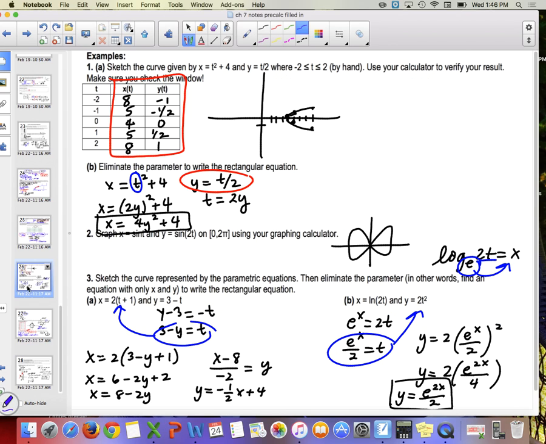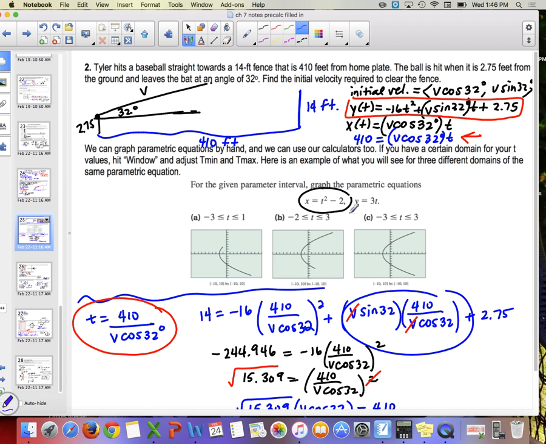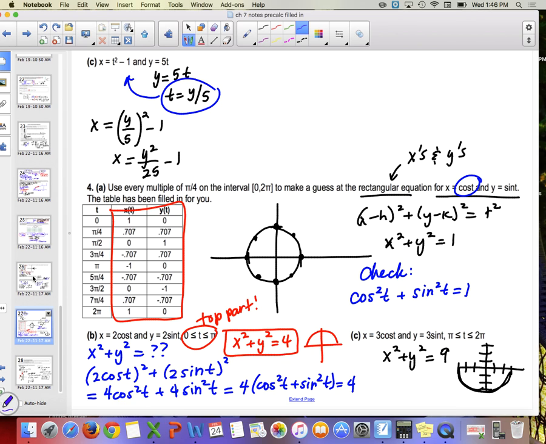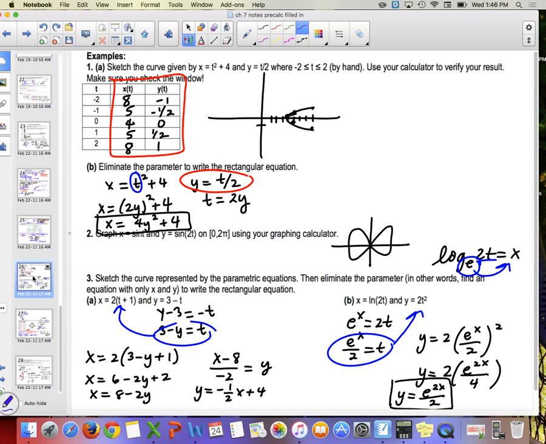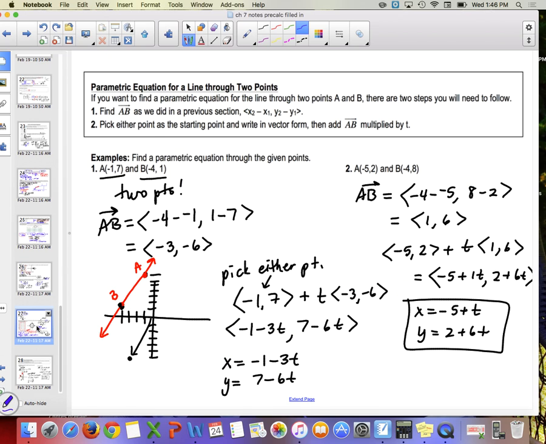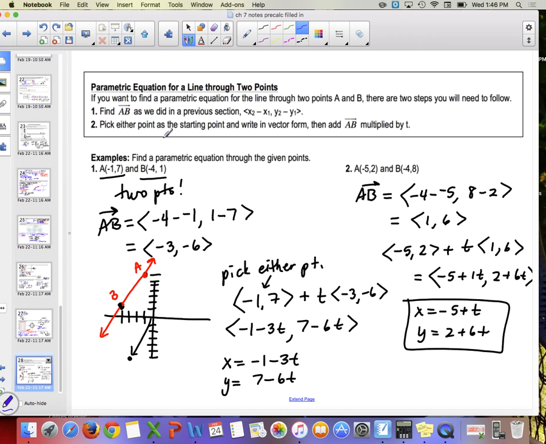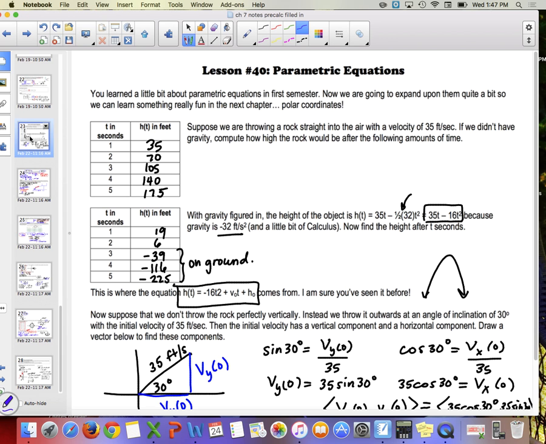I also want you to know how to graph things on your calculator using different t-mins and t-maxes. Are you able to do that on your calculator? Can you eliminate a parameter? Probably not for the natural log type things, but can you do it for this type of stuff? Yeah, I totally trust that you can handle that. And then know the formulas. If you have sines and cosines, that's going to be a circle, and decide if you have the whole circle or part of the circle, and know how to find the parametric equation through a given point. So don't worry about the initial velocity one. That was just mean. I should have thought that one through.